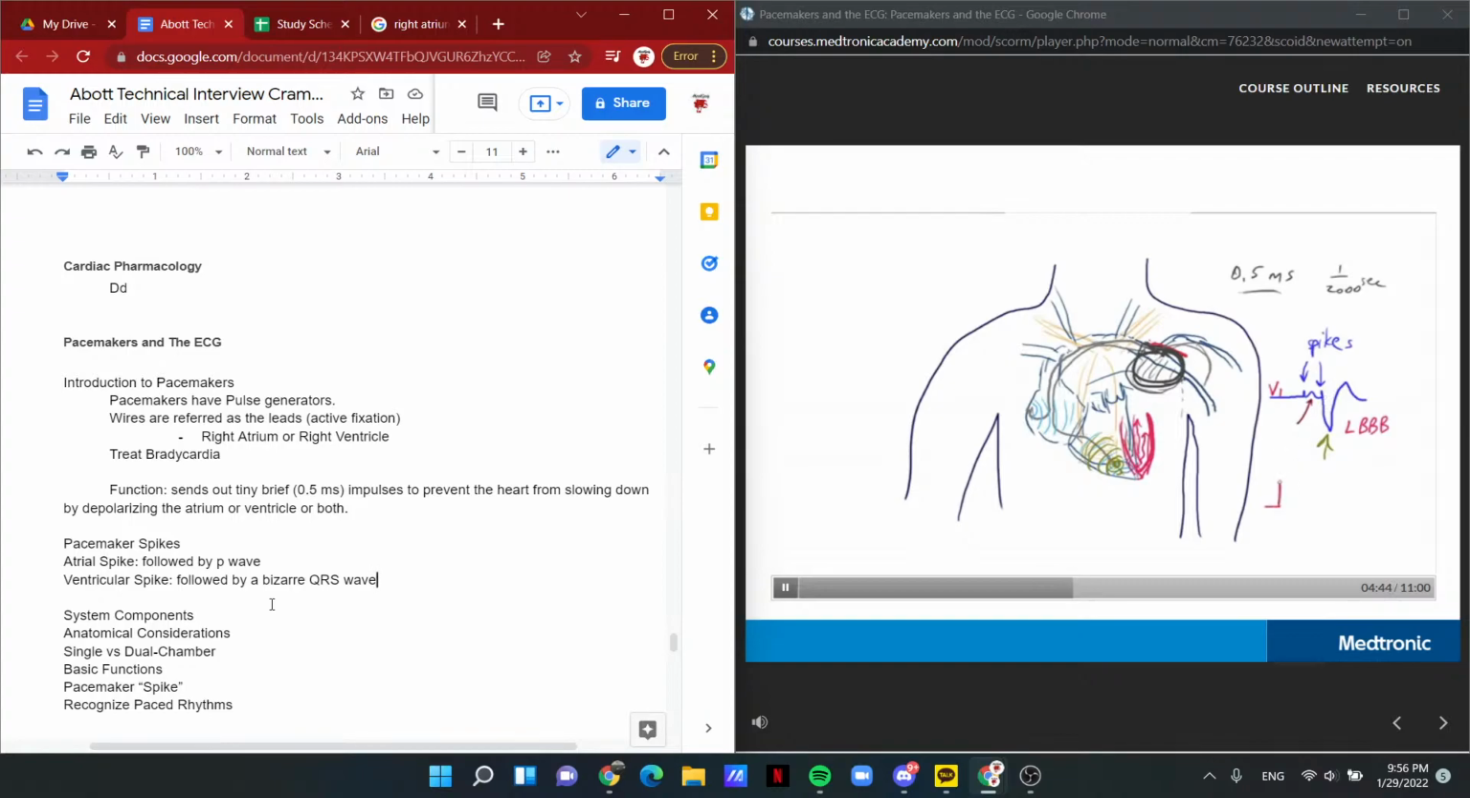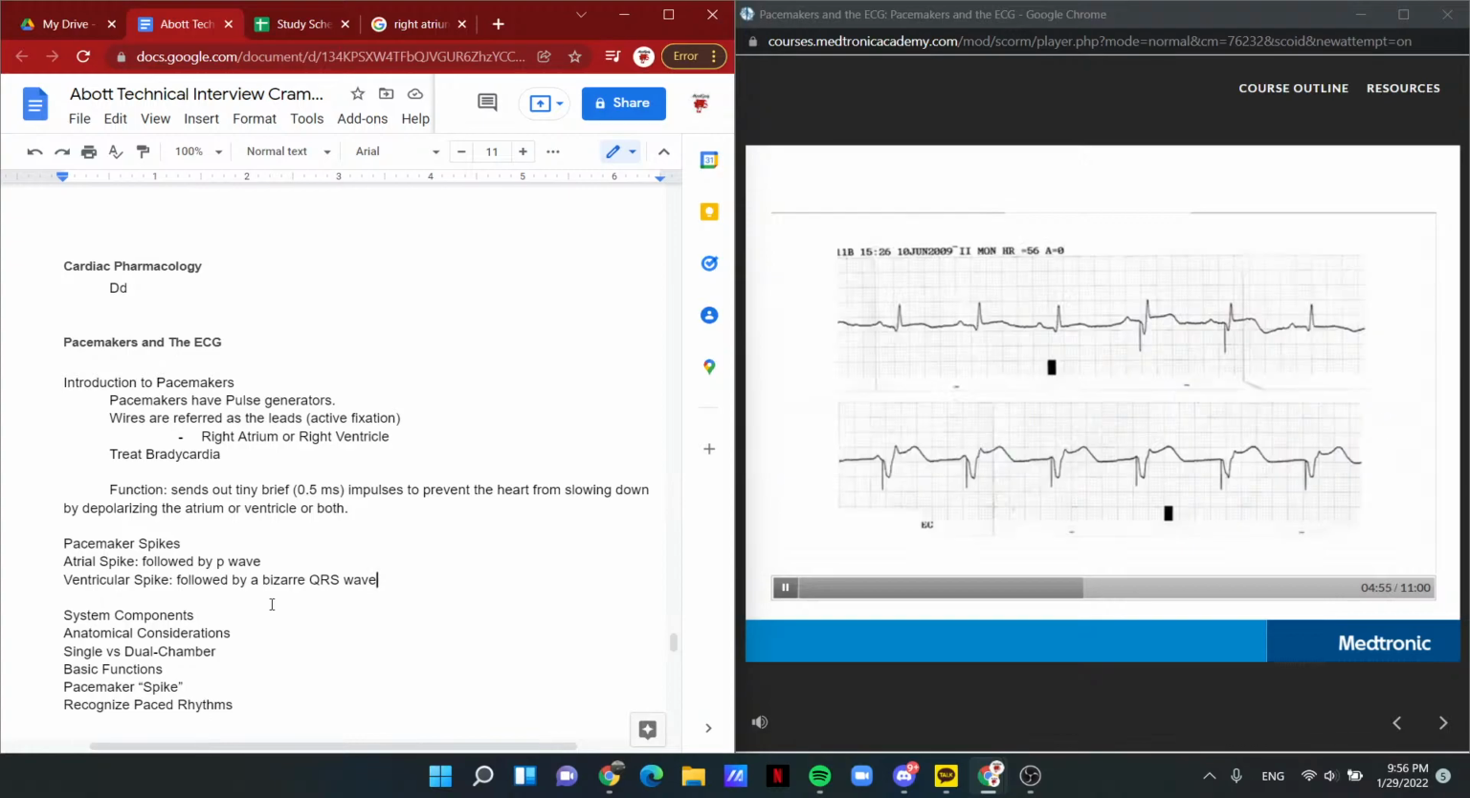Now, sometimes the pacemaker spikes are going to be huge, and sometimes you can barely see them. But we'll talk more about that in the next video. At any rate, let me show you what it looks like to have a pacemaker. Here's an example of a patient who has a single-chamber ventricular pacemaker. You can see a normal sinus rhythm with a first-degree AV block and a slightly widened QRS complex.